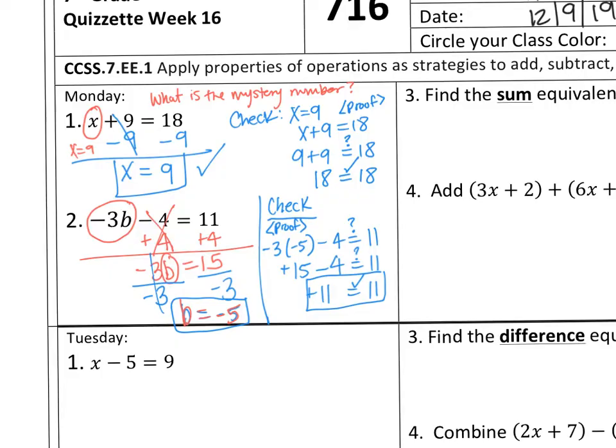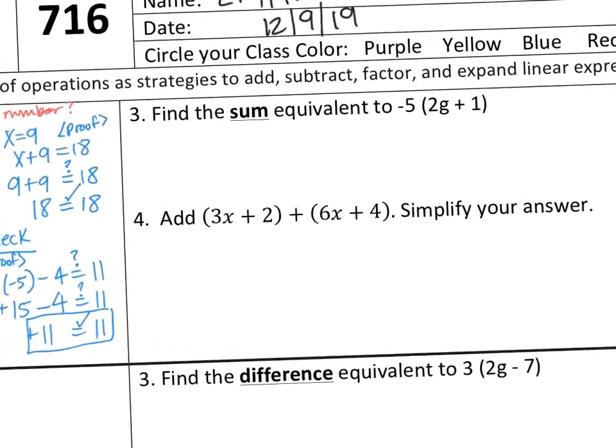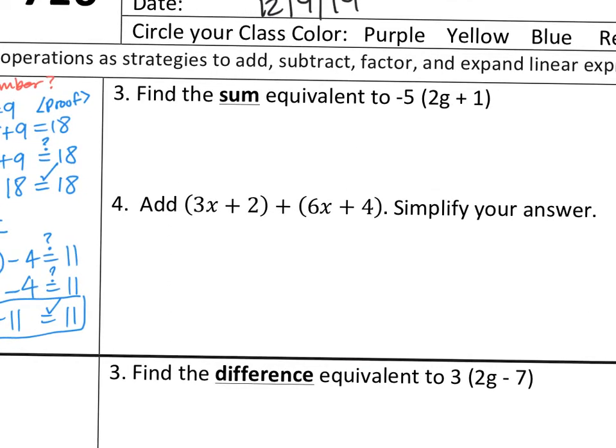Number 3. It says, find the sum equivalent to negative 5 times the quantity 2g plus 1. Some of you have already accepted the characteristics of the distributive property, but some of you still don't understand that negative 5 has to get distributed to both of these terms. So negative 5 is saying you have negative 5 of these. So you have negative 2g plus 1, 2g plus 1, 5 times.